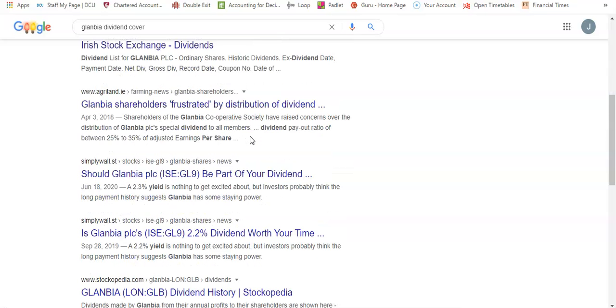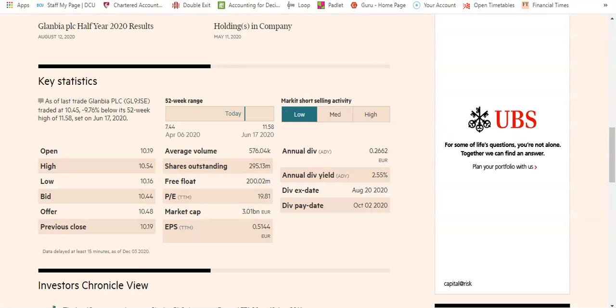It's showing you if you buy a share in Glanbia today, for example, for €10, and you get 26 cents this year, you're getting a dividend yield of about 2.55%. So it's like your annual return on your investment. If I buy a share for 10.44, I get 26 cents each year. I'm getting a return in annual income of 2.5%.